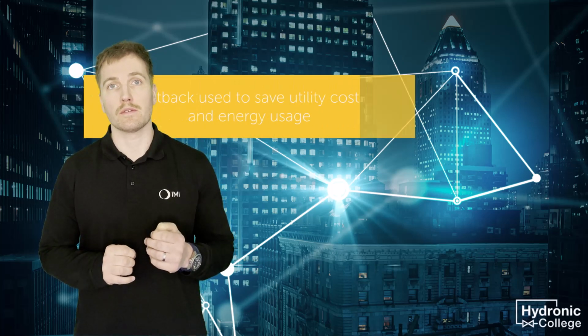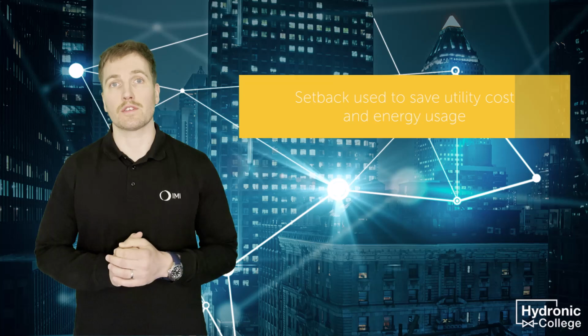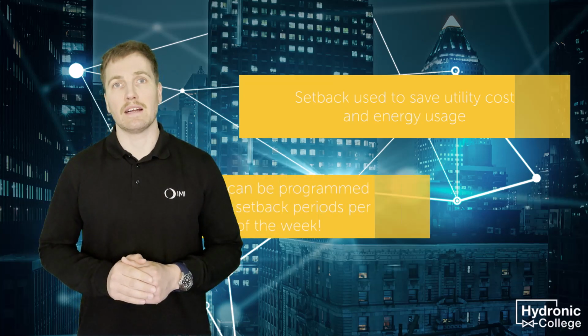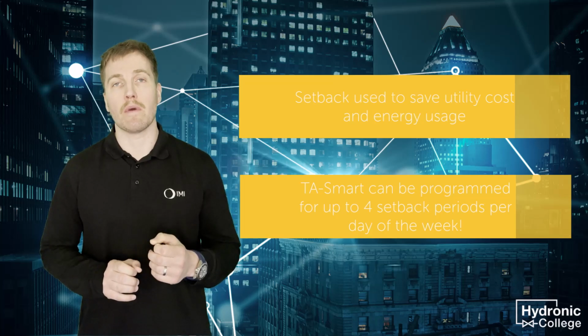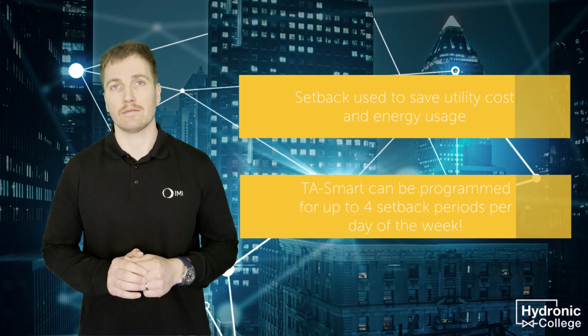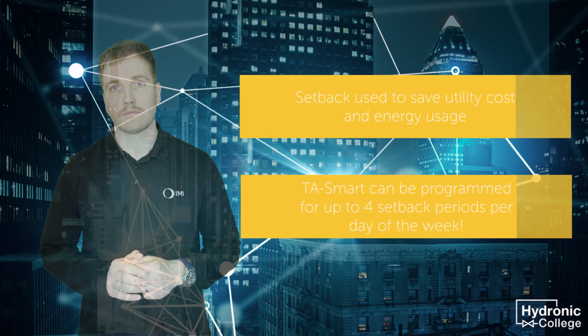In summary, setback scheduling can be used to save on utility cost and energy usage. TA Smart allows us to easily program up to 4 setback periods per day of the week.